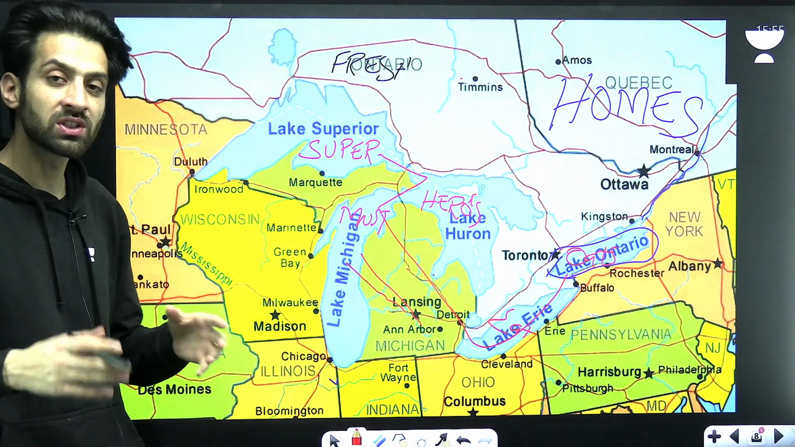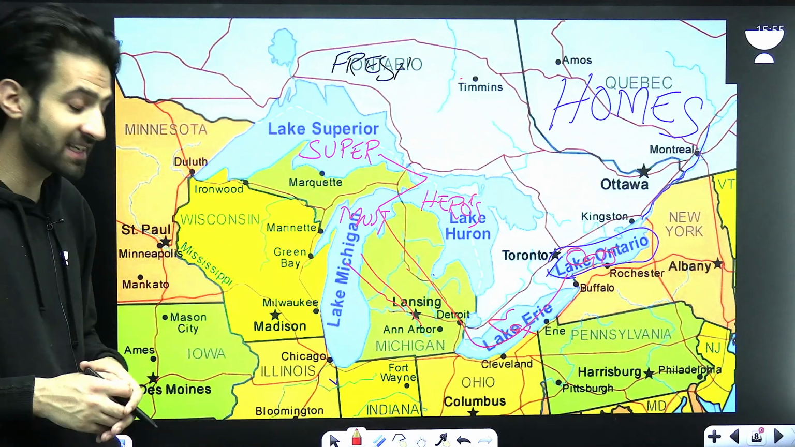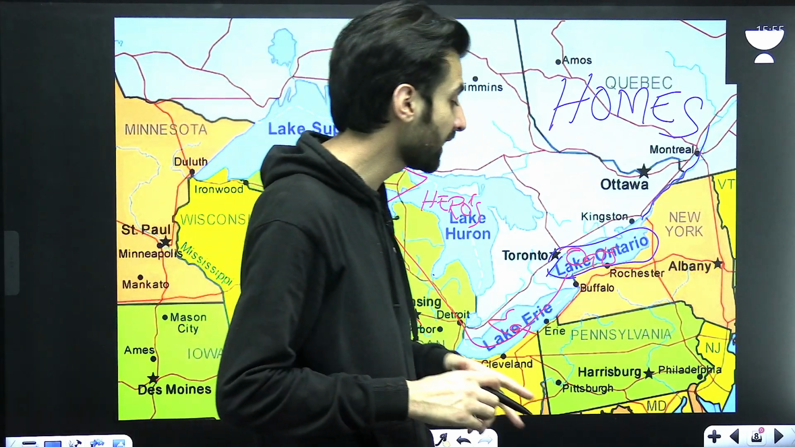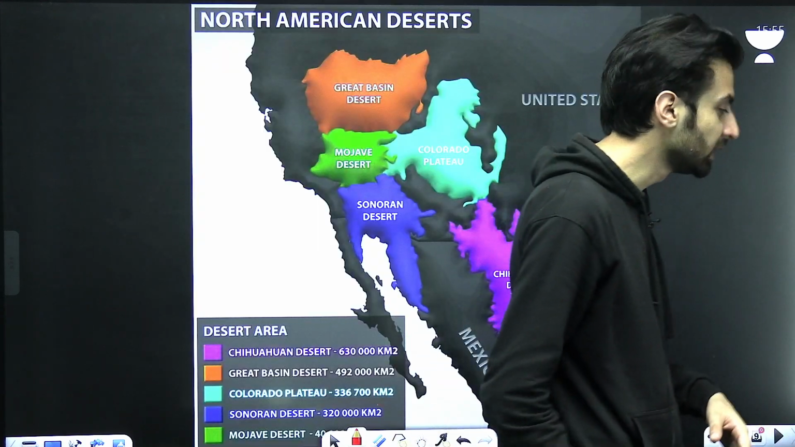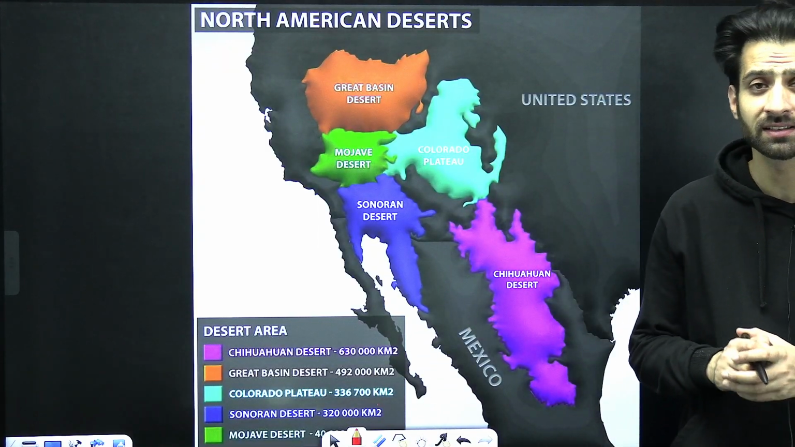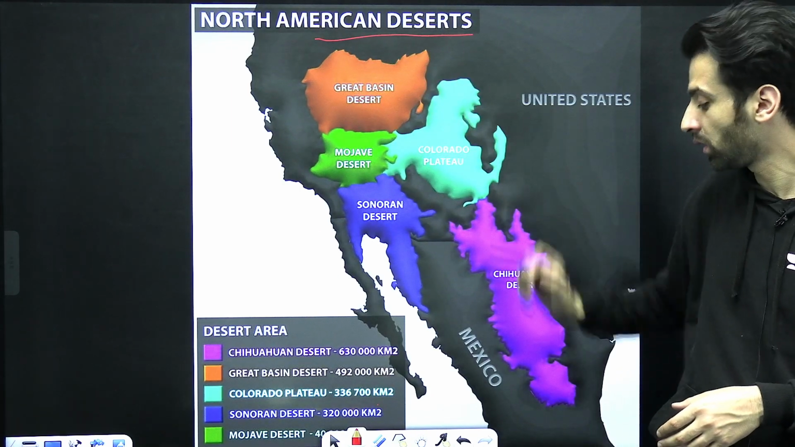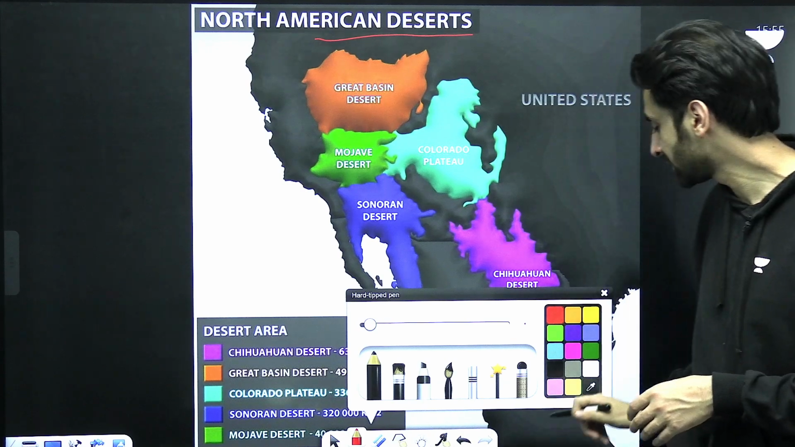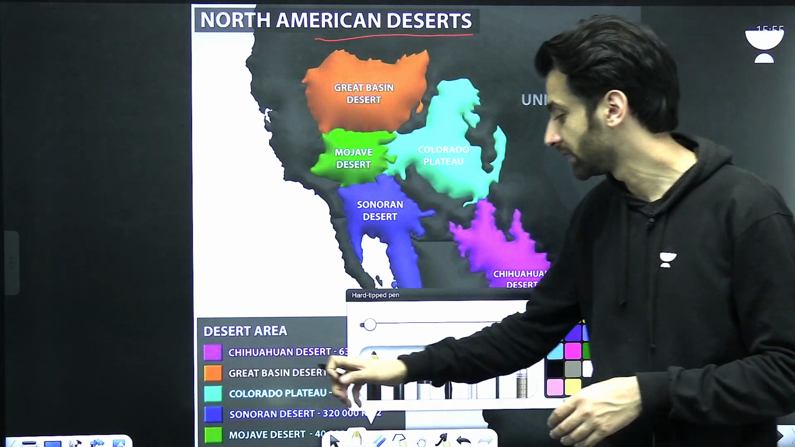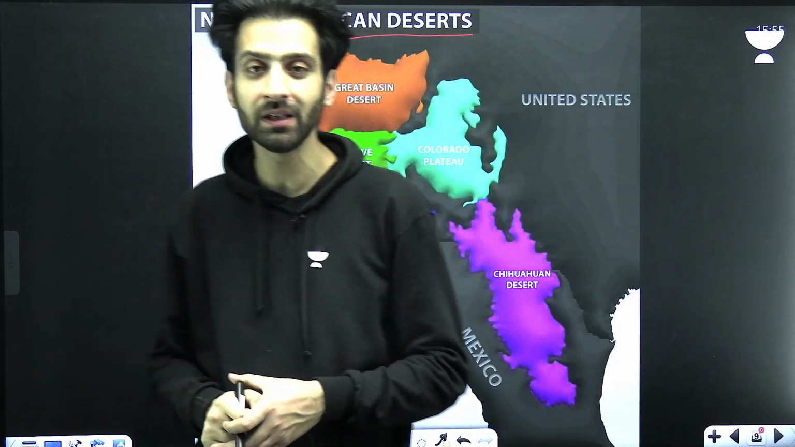There is a very good chance you might get asked a question from these lakes as well, because they are very important as far as the political map, physical map of United States of America is concerned. Now coming to the deserts of United States and the North American continent. There are 4 to 5 very important deserts.